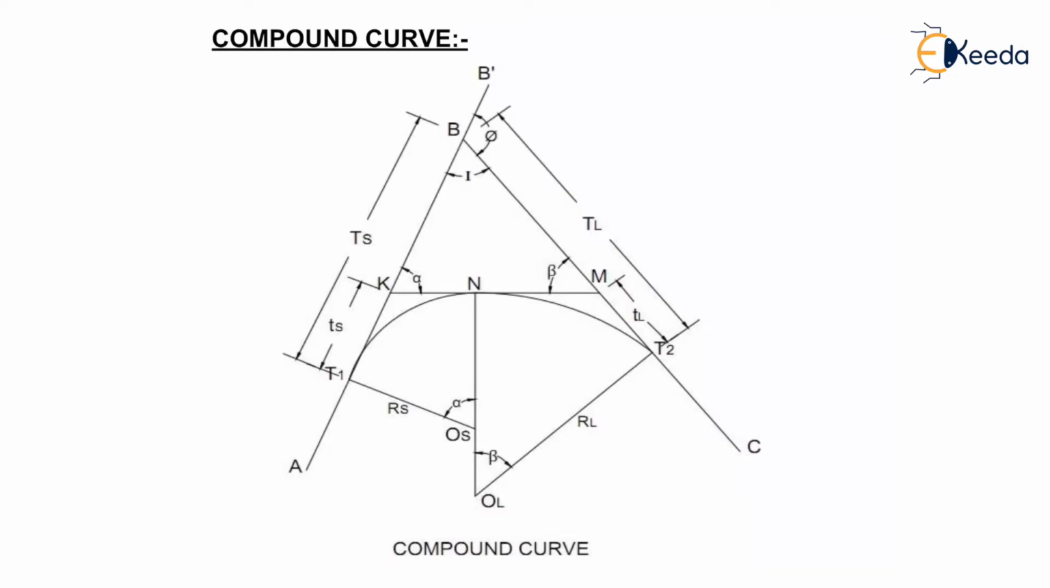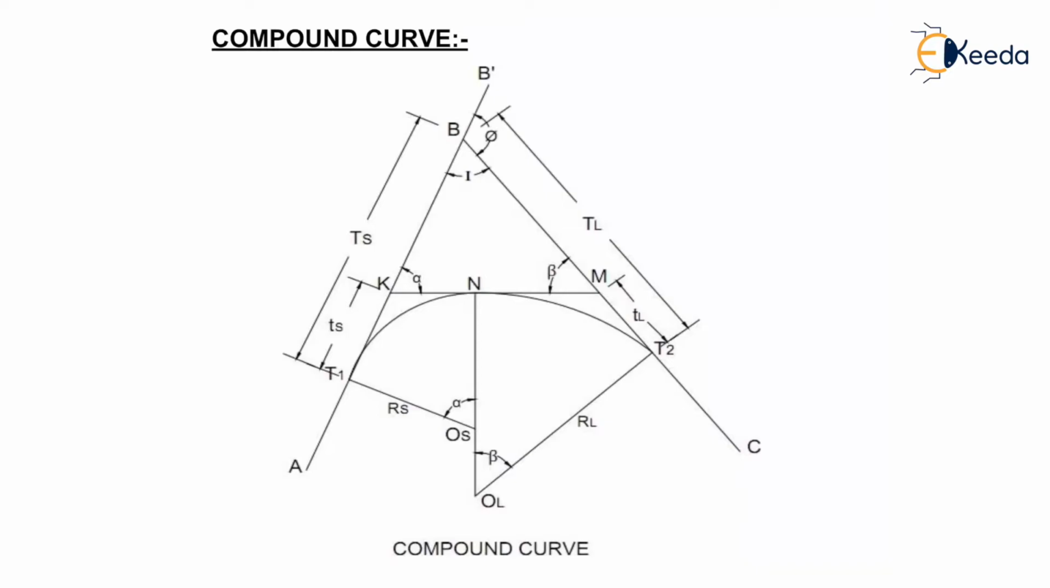So your phi, that is the deflection angle, is nothing but alpha plus beta. Then KN, which is equal to KT1, can be found by using the formula R_S tan(alpha/2). Similarly, NM, which is equal to MT2, can be found by using the formula R_L tan(beta/2). So these two can be found easily.